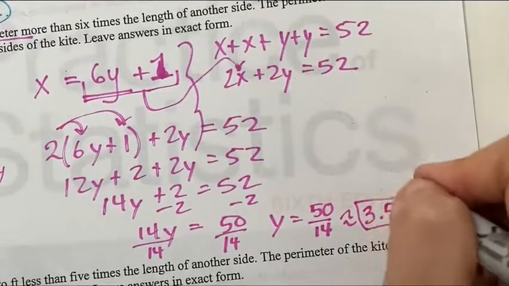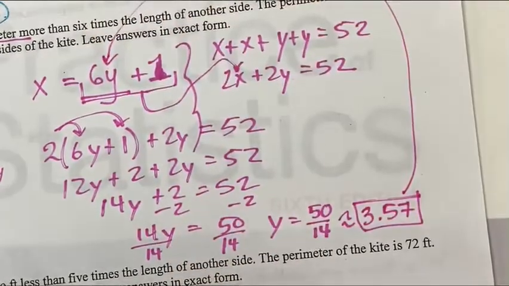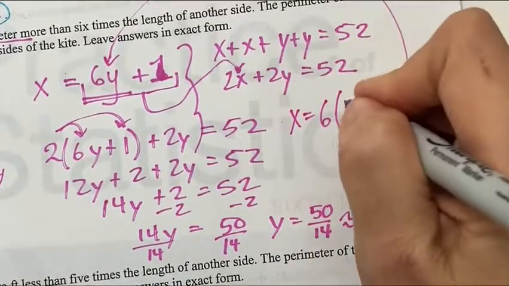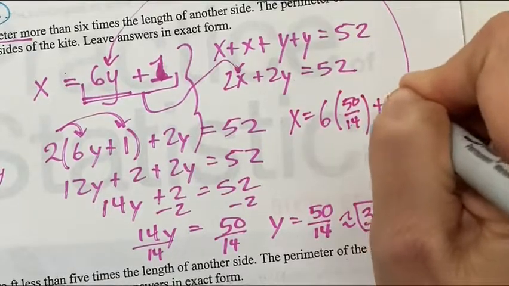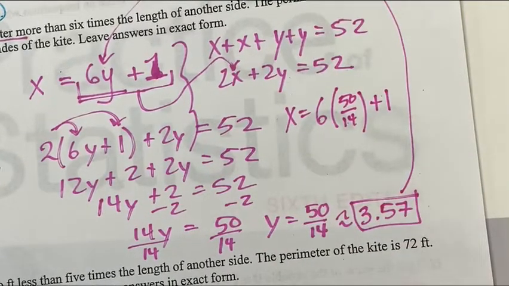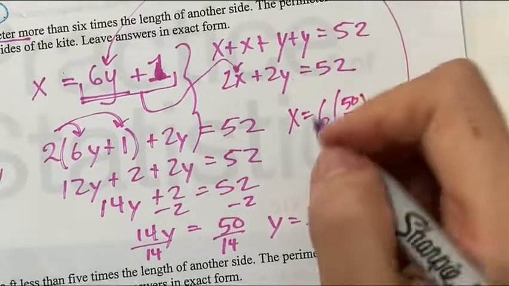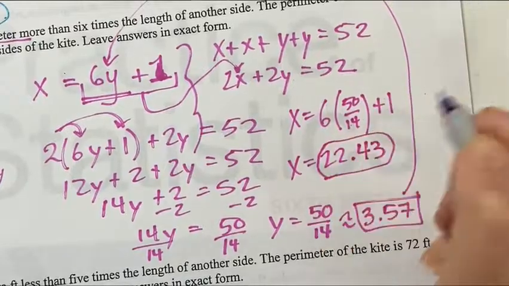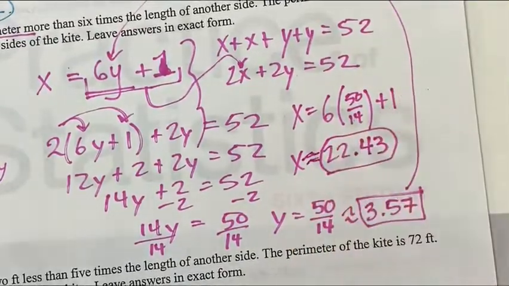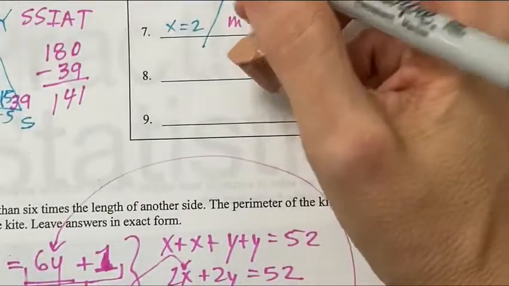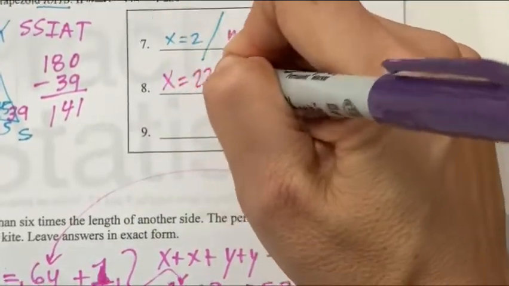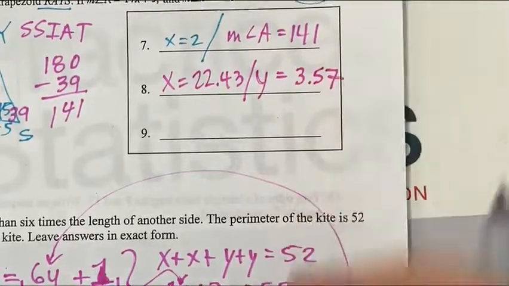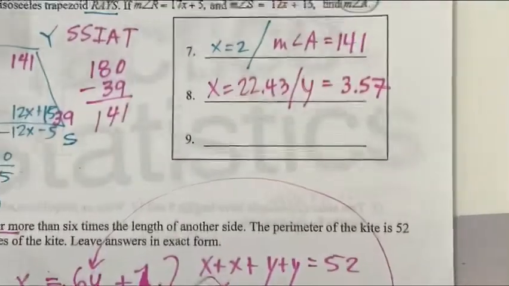Now, could we plug this stuff back in? The answer would be absolutely. So x is equal to 6 times the decimal, plus 1. So times 6 plus 1, I get x is equal to 22.43. Not exactly, though, so that's why I'm going to do this. Okay, so length of the sides, x is 22.43, y is 3.57. Okay, now that one went pretty good.